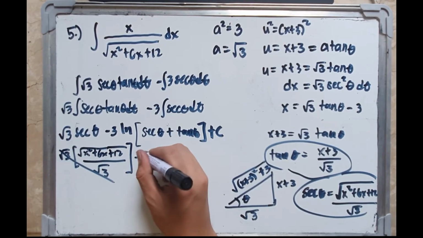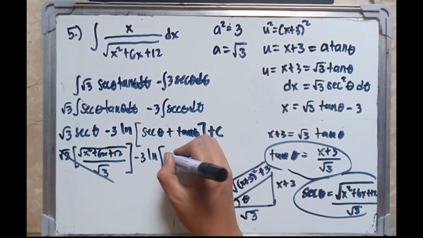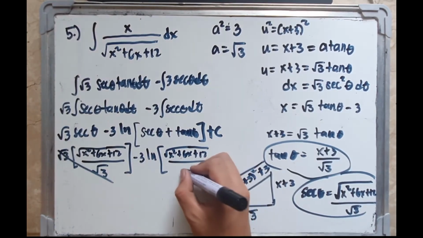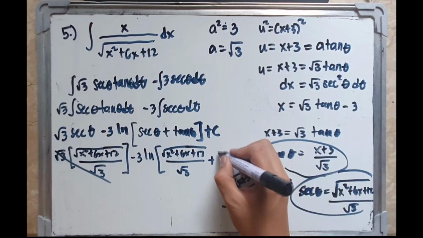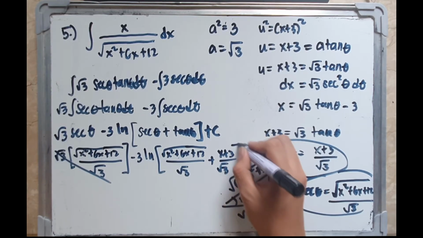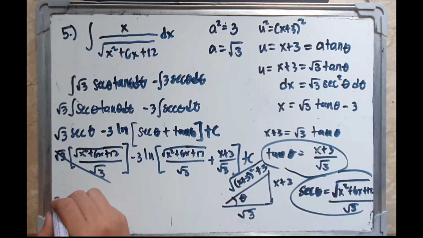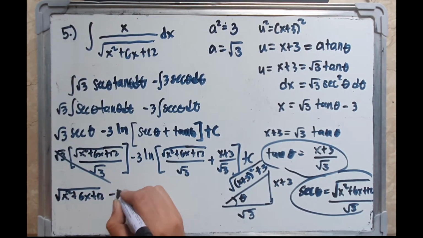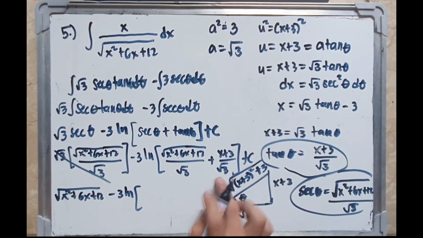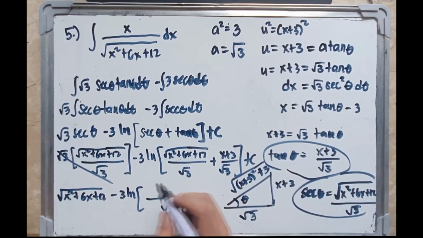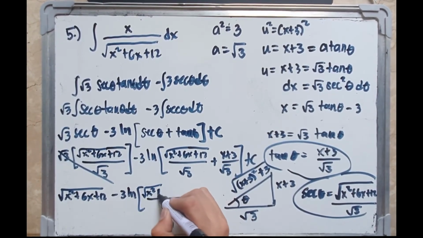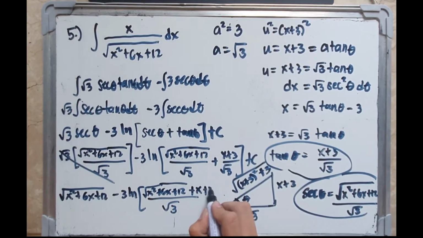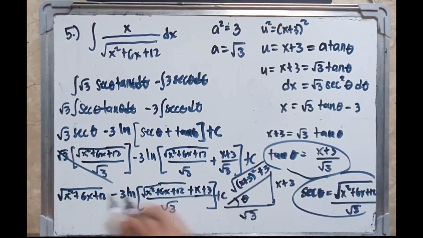Cancelling. Minus 3 ln of secant, square root of x squared plus 6x plus 12 over square root of 3, and tangent, x plus 3 over square root of 3, plus c. So simplifying, square root of x squared plus 6x plus 12 minus 3 ln of, we could combine the same base, square root of 3, square root of x squared plus 6x plus 12 plus x plus 3. This will be our final answer.